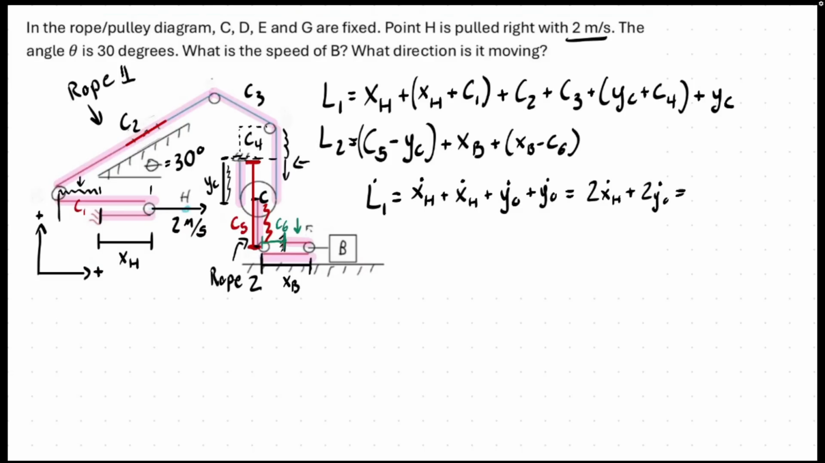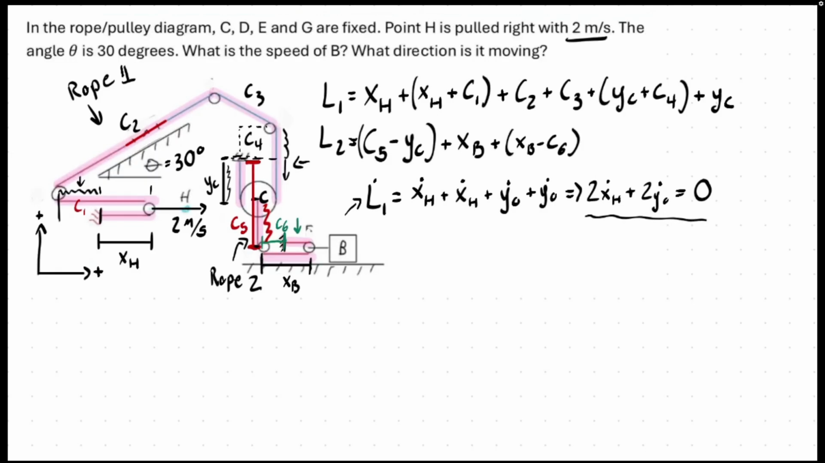And that equals 0, because the length of the cord, rope 1, is constant. So if we take the derivative with respect to time, it's a constant value, so it's just going to be equal to 0. So this is the first equation we're going to use.